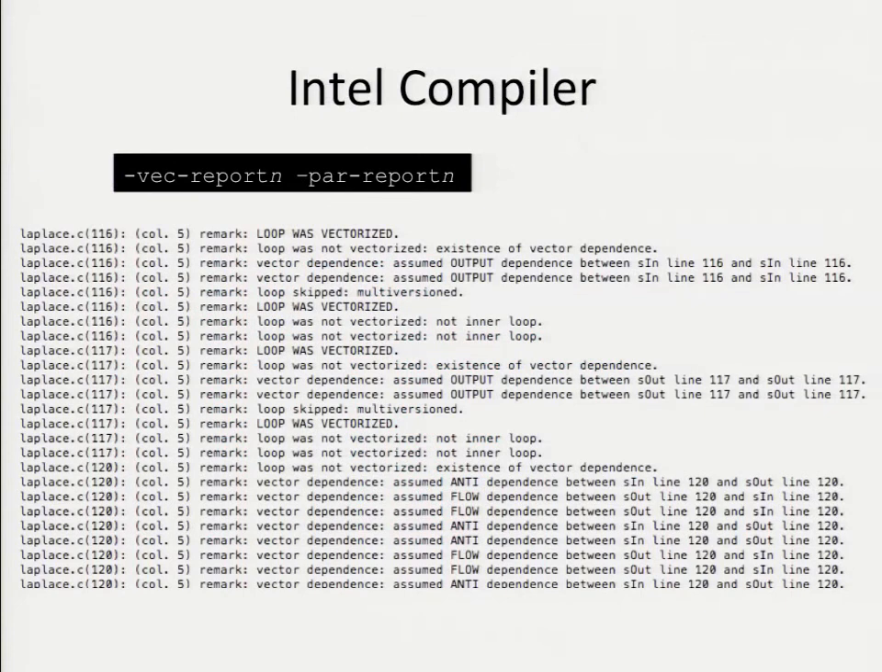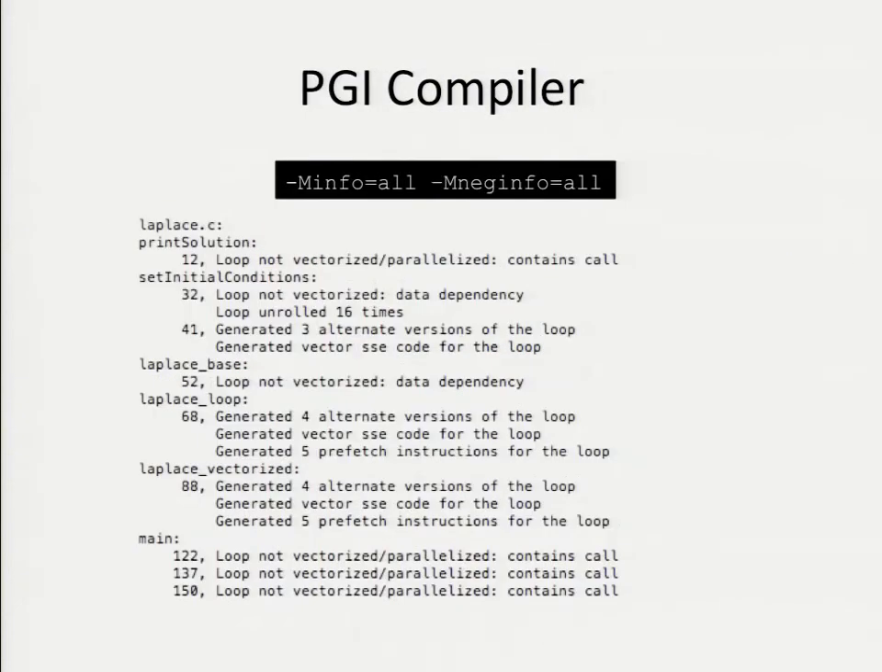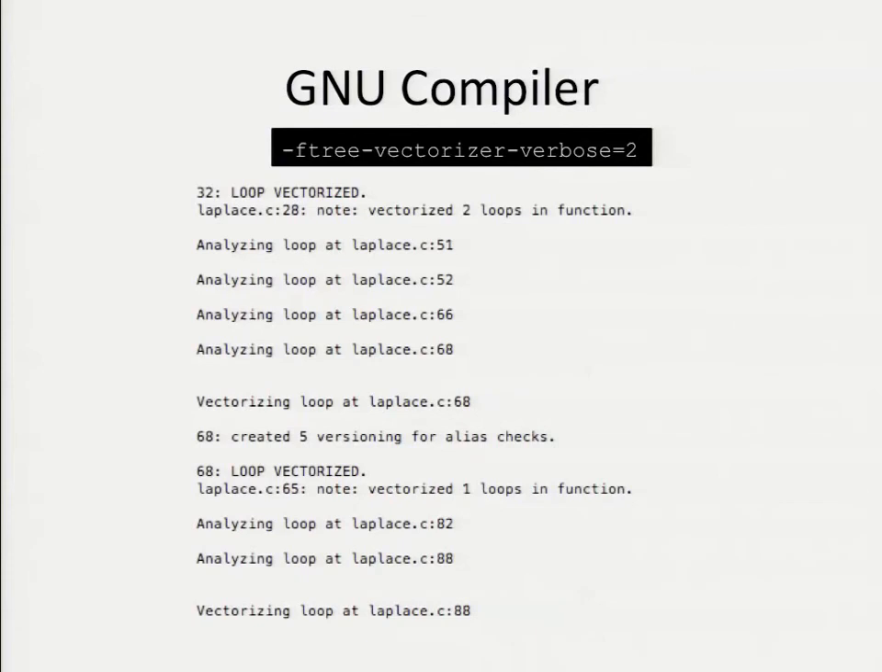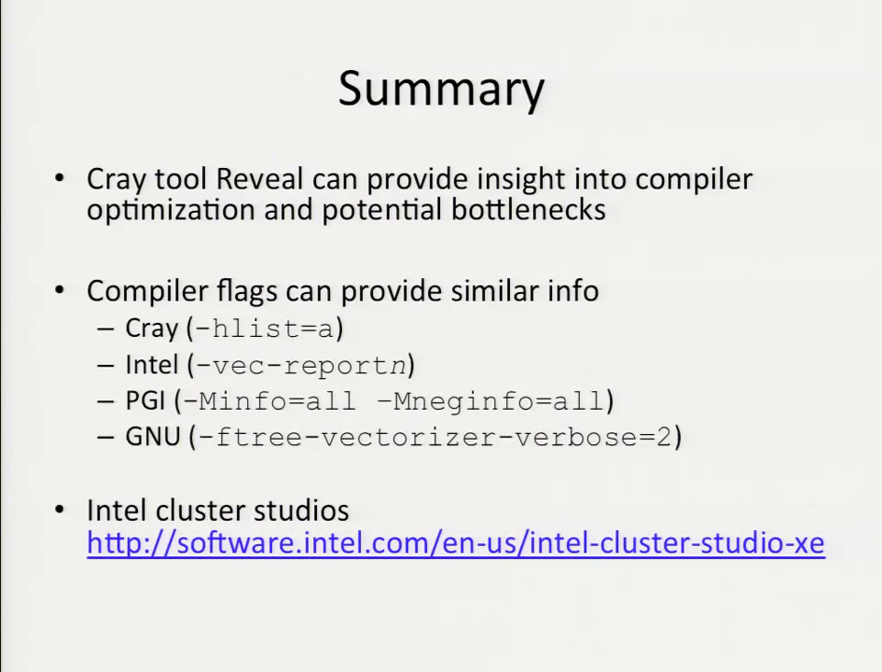Cray, Intel, you already did it. PGI, you can do something similar. And of course, you can change the verbosity of what the compiler tells you. GNU, again, the same thing, you saw that. So in summary, this talk was more about telling you what you are going to learn in more detail, not just vectorization, but also OpenMP using Reveal. We would really like you to try this tool tomorrow.